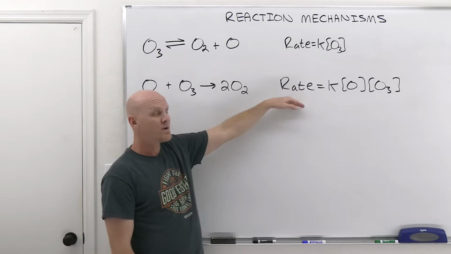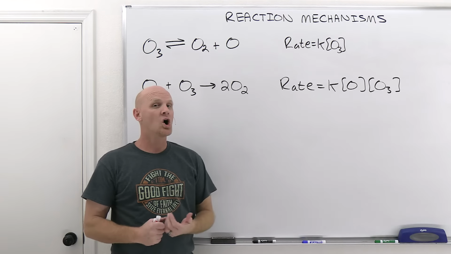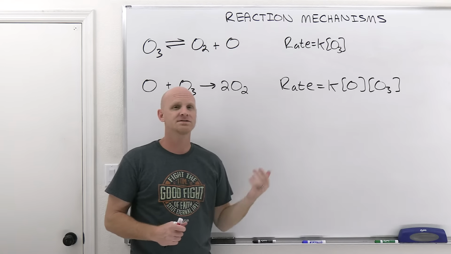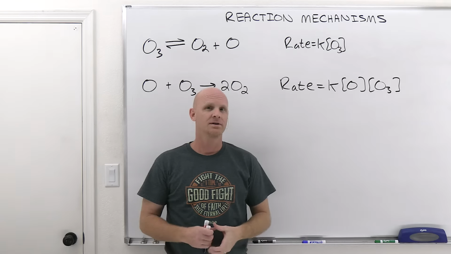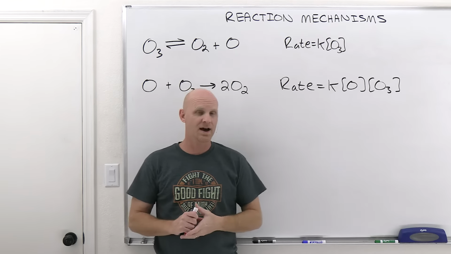Now here's the deal. I can write rate laws for both steps, but they don't always all matter. It turns out that what we call the slow step is the rate determining step. And you can kind of think of it this way.